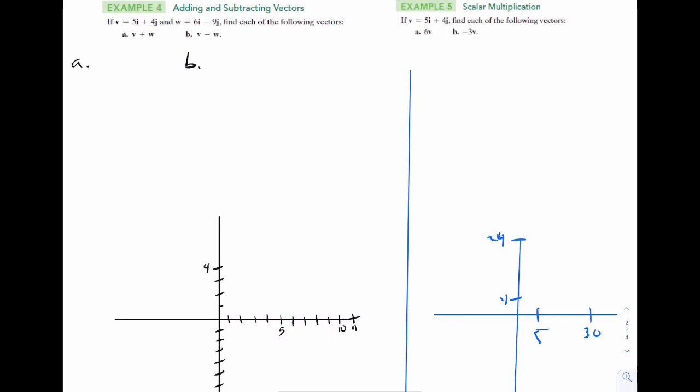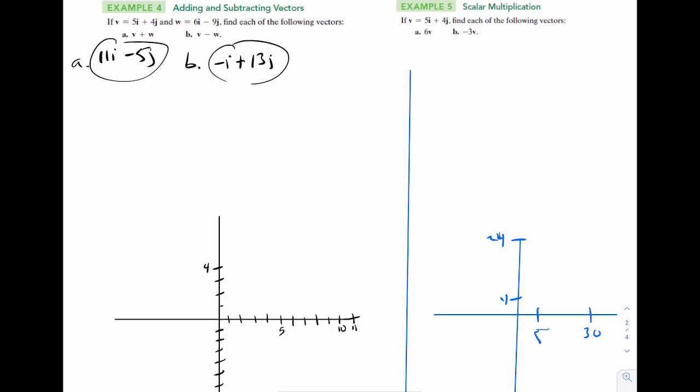In this next example, we're going to talk about how to add and subtract vectors. And at first glance, it's pretty easy. You just have to add the components together. So for example, for v plus w, 6 plus 5 makes 11i. 4 plus negative 9 makes negative 5j. There's your answer. And for v minus w, 5 minus 6 would make negative i. 4 minus negative 9 would make 13. So negative i plus 13j.